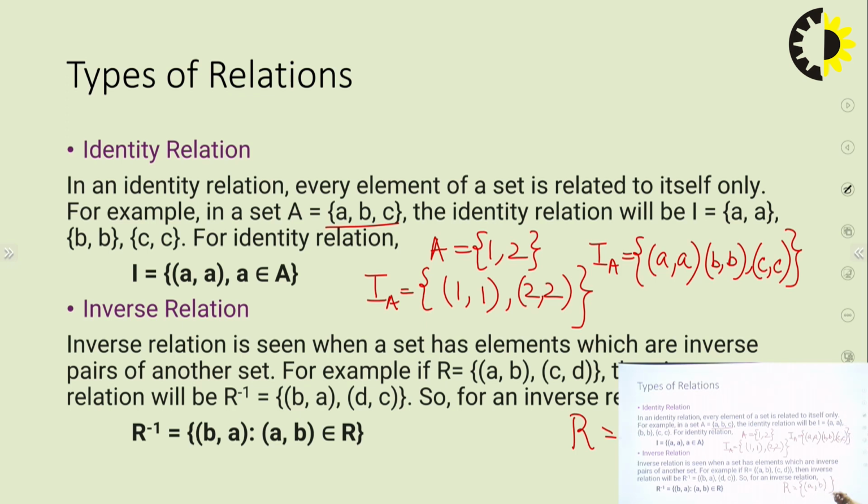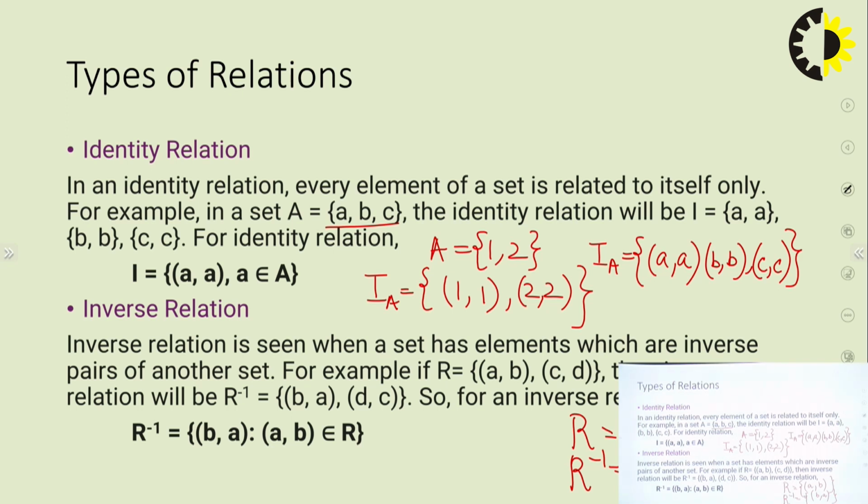So now if I talk about its inverse, R inverse will contain the ordered pairs in the reverse order, that is B comma A. So this is what an inverse relation is. An inverse relation is seen when a set has elements which are inverse pairs of another set.